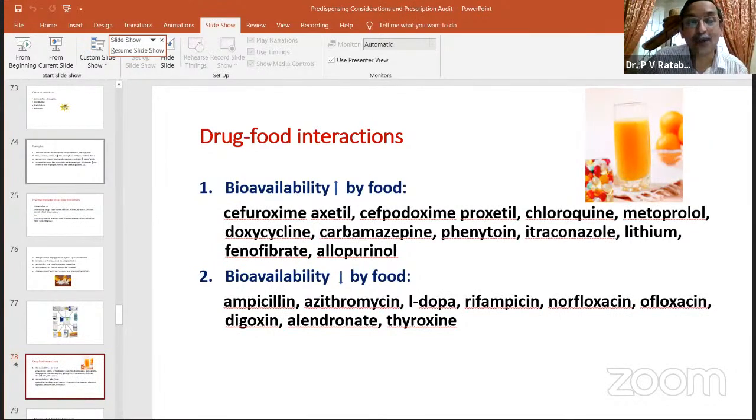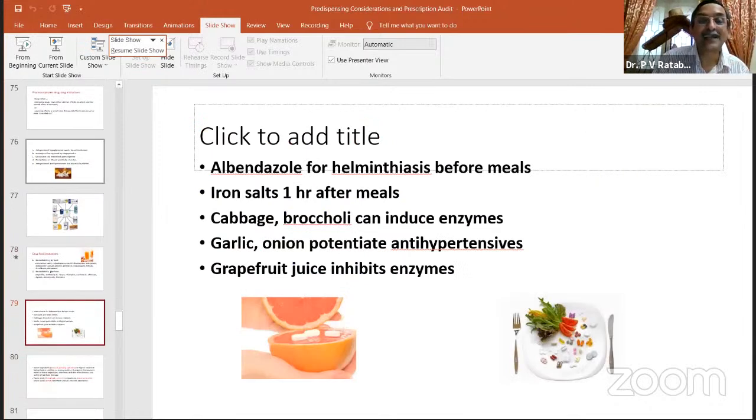Bioavailability decreased by food: ampicillin, azithromycin, L-dopa, rifampicin, norfloxacin, ofloxacin, digoxin, alendronate, thyroxine. These have to be taken strictly on an empty stomach, very strictly on an empty stomach. Azithromycin, common mistake. Albendazole, common mistake. So they have to be taken on an empty stomach. So please help the patients, explain to them how the drug has to be taken. Albendazole for filariasis before meals, I already told you. Iron salts 1 hour after meals.